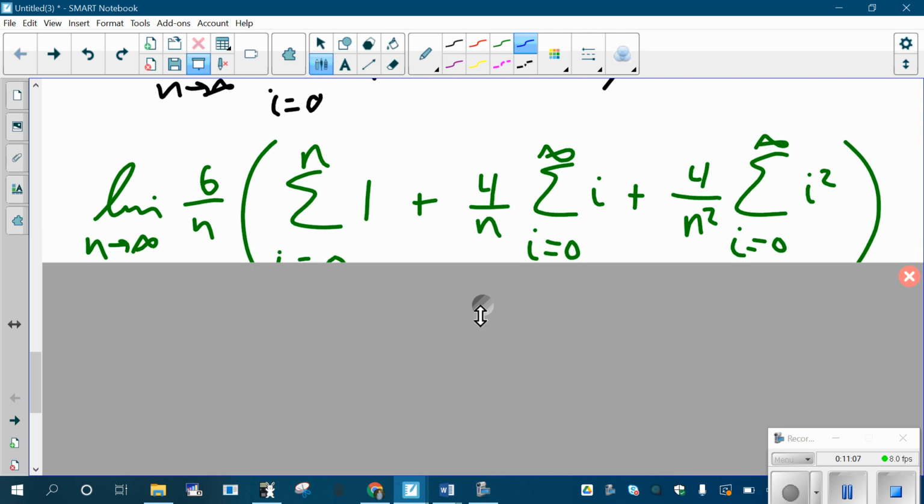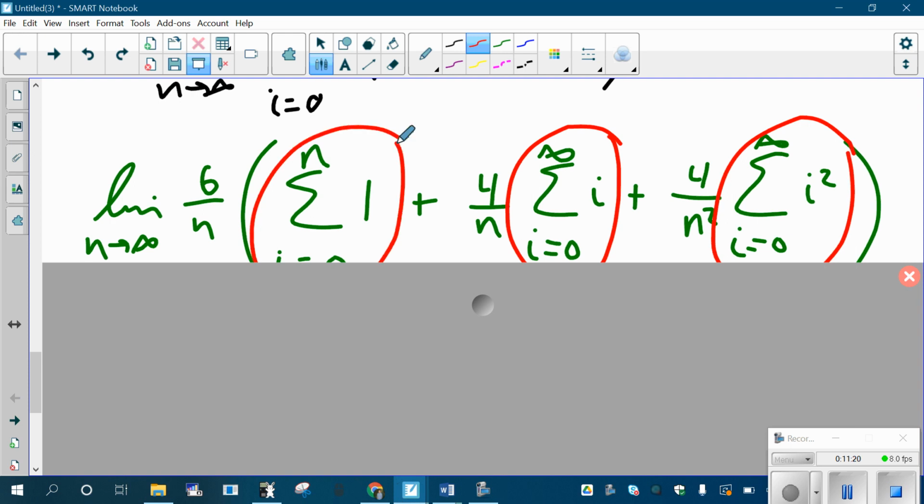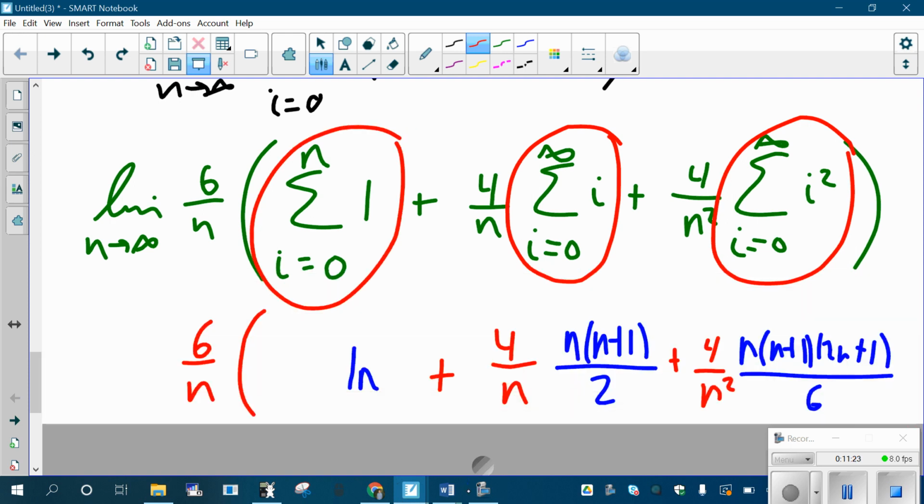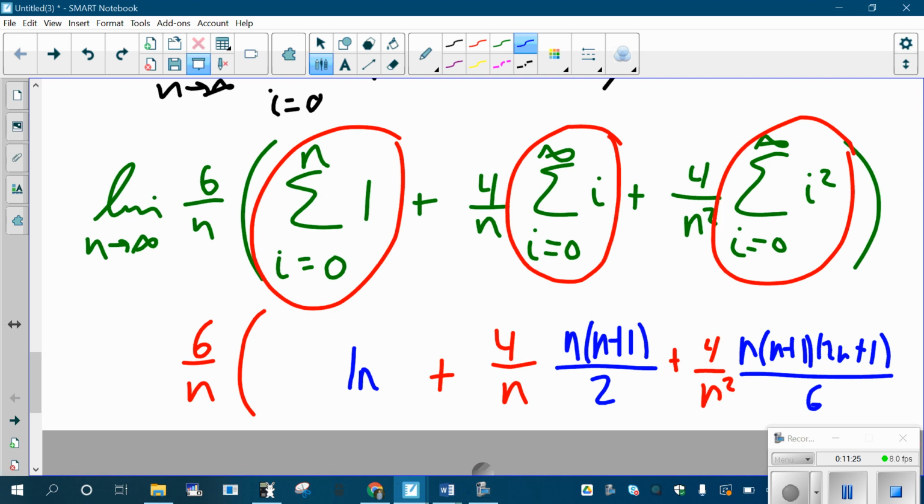I've separated out the i's and the n's. Remember, you want the i's by themselves so you can use those summation formulas. There's a formula for this that you need to know, and there's the formula for the sum of a constant that you need to know. I'm going to replace those red things with the formulas. Okay, check.